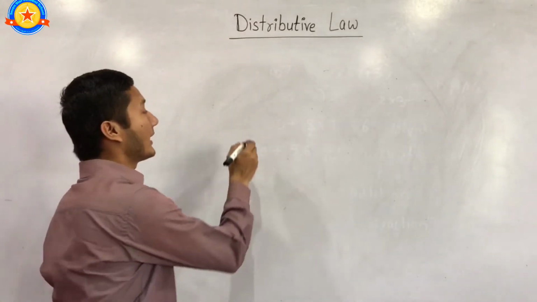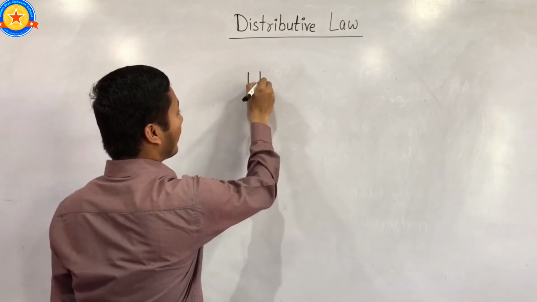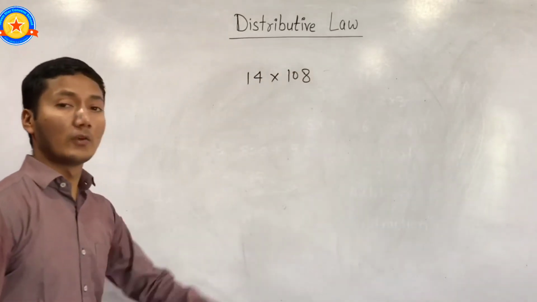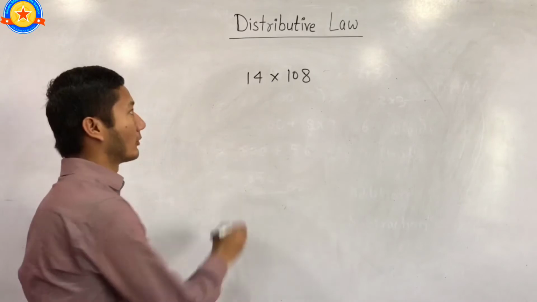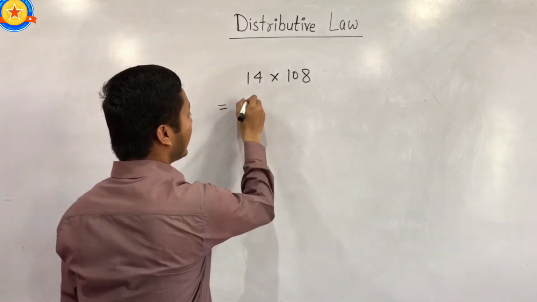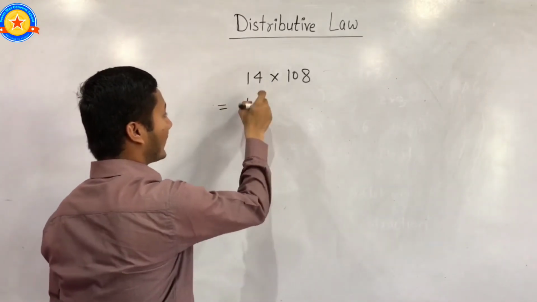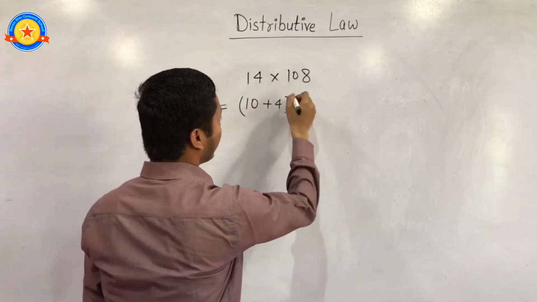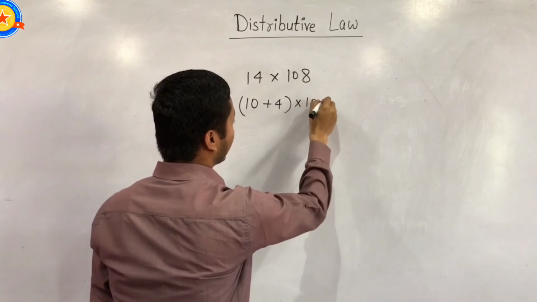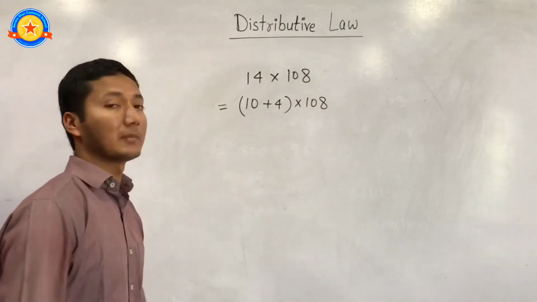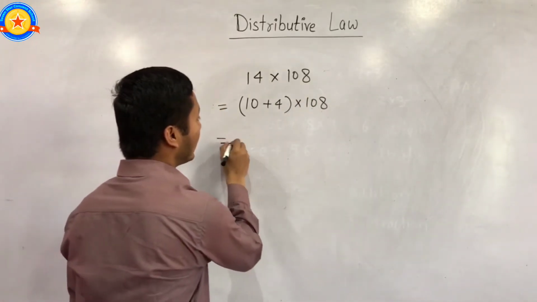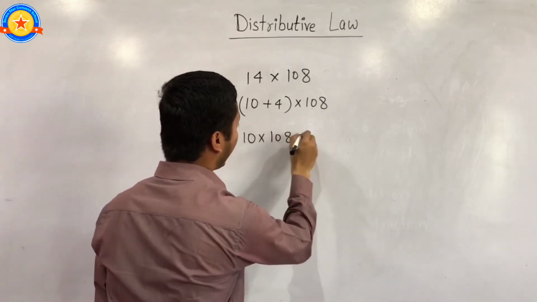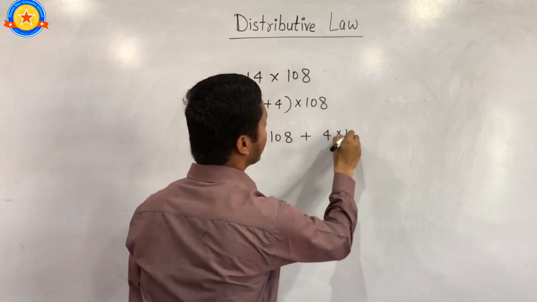Now students, if we take another example like 14 into 108, then how will we solve it? We can also solve this by the distributive law. We can simply convert 14 into 10 plus 4, and multiply by 108. Now from here we can multiply 10 into 108 plus 4 into 108.